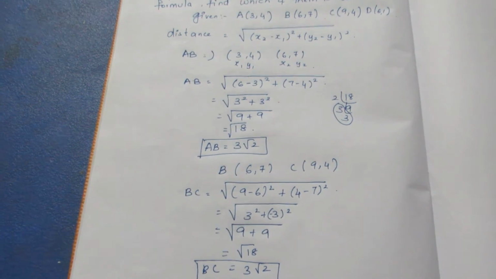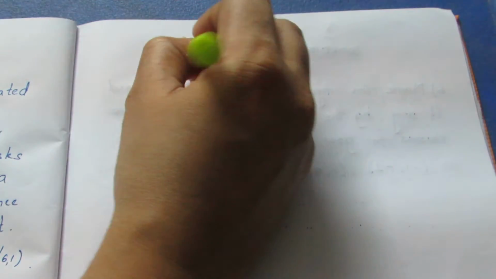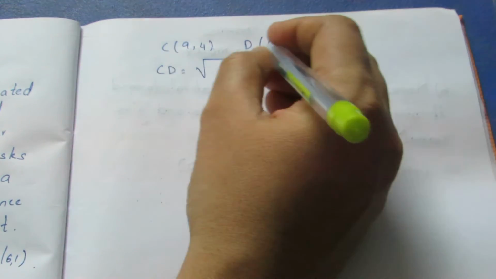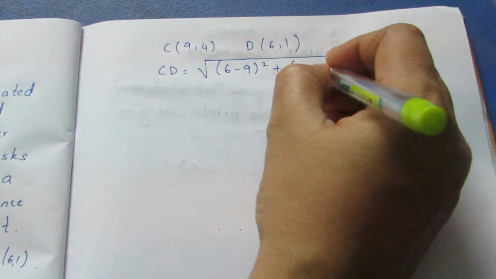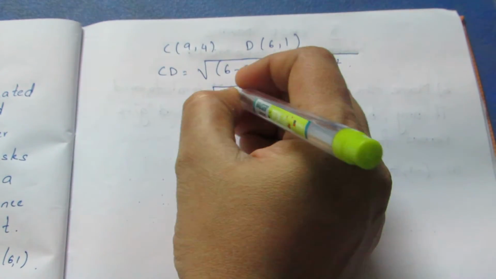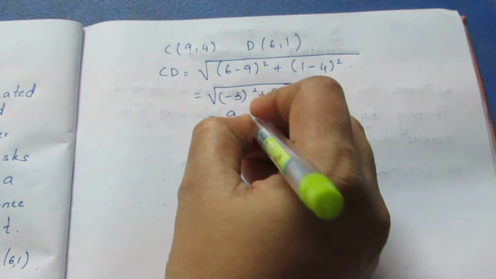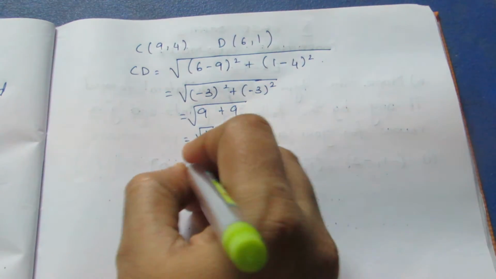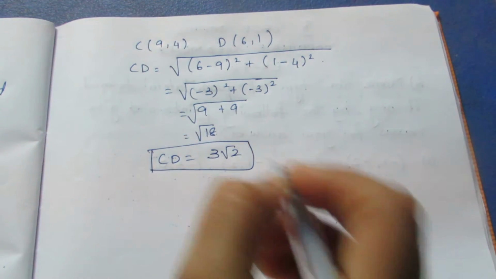We'll find CD and DA now. For C and D, C is 9 comma 4, D is 6 comma 1. Length of CD will be equal to the distance, 6 minus 9 the whole square, x2 minus x1 the whole square plus y2 minus y1 the whole square. So this is equal to root of minus 3 the whole square plus minus 3 the whole square. This becomes 9 plus 9, which is root 18, and we have found root 18 to be 3 root 2. So we have found the value of CD.